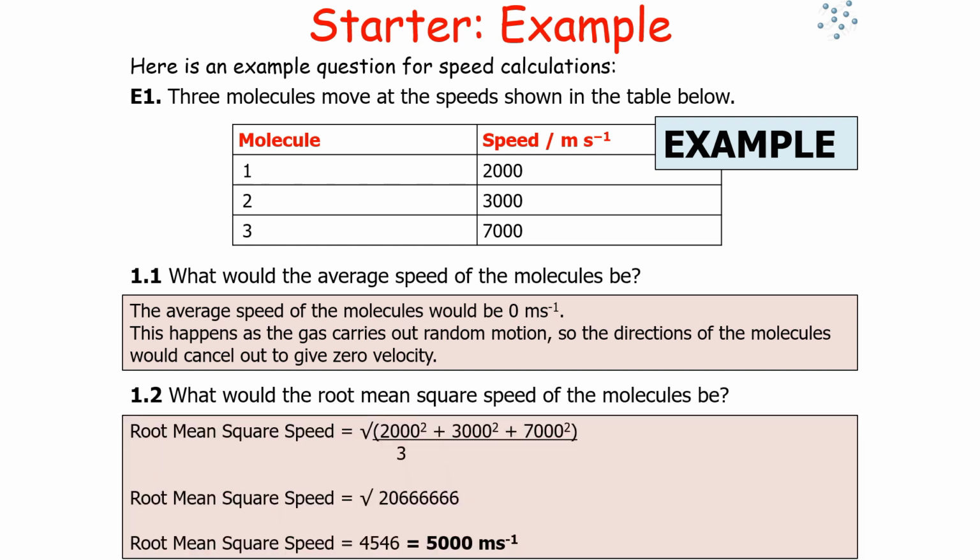So what you would do is the square root of those speed values squared and added together, divided by the total number. So it would be 2000 squared plus 3000 squared plus 7000 squared, divided by 3, all square rooted, which gives you 4546, or 5000 meters per second. This now takes out the idea of the random direction of the gas particle motion.